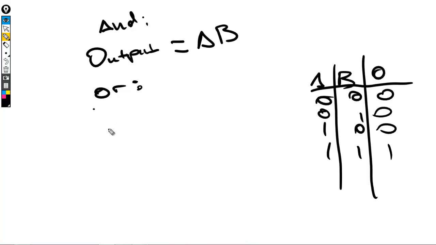Let's take an OR gate. The output will be on when A or B is on. So 1 plus 0 is always going to be 1. 1 plus 0 is on, 0 plus 1 is on, 1 plus 1 is on.